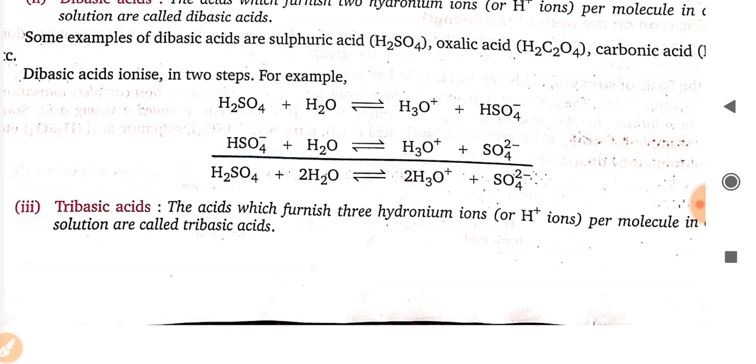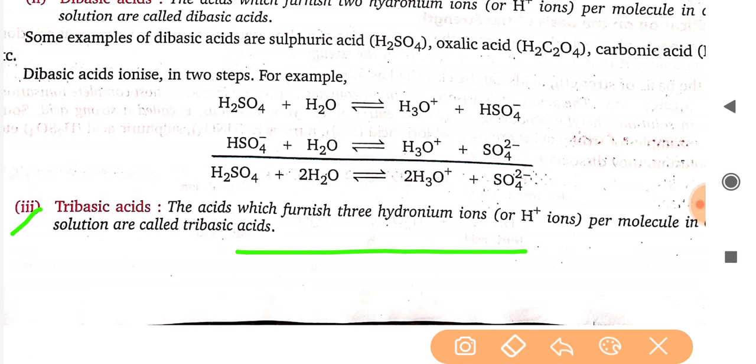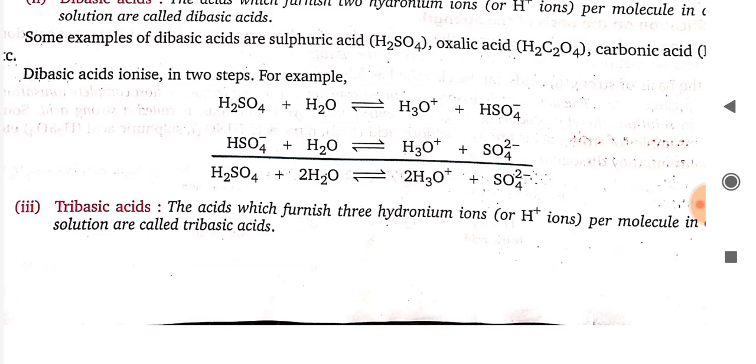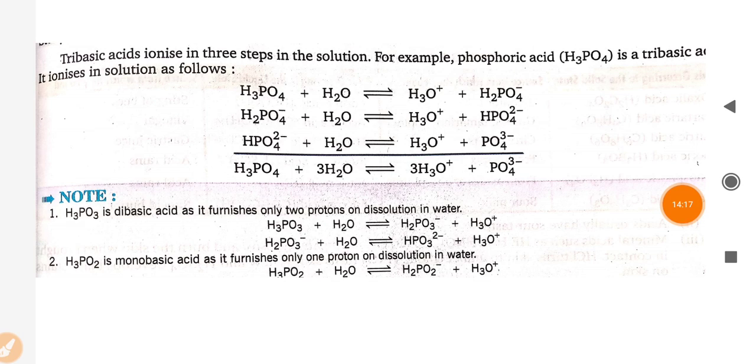If there is any confusion, then you can ask me. Now the tribasic acids: the acids which furnish three hydronium ions. As their name suggests, they give three hydronium ions per molecule in a solution. So tribasic acids ionize in three steps in the solution.